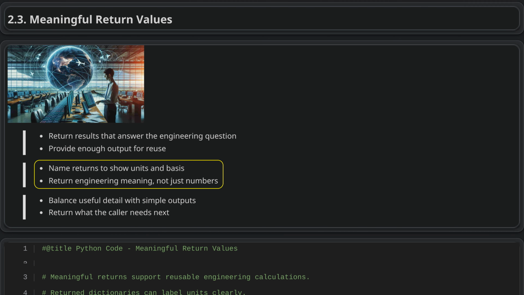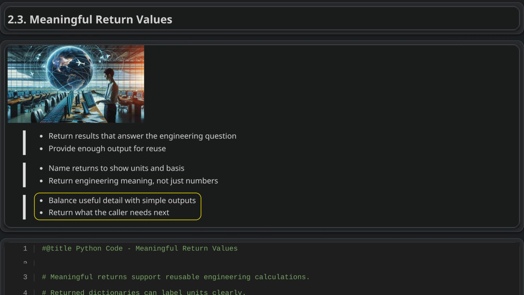Function return values should be clear and meaningful, especially in engineering where units and conditions affect interpretation. A correct number is not enough if the user cannot tell what it represents or how to use it. Well-designed functions should return the key results needed for later calculations, such as vapor fraction and liquid composition in vapor-liquid equilibrium, so the output has real engineering significance rather than being just raw data.